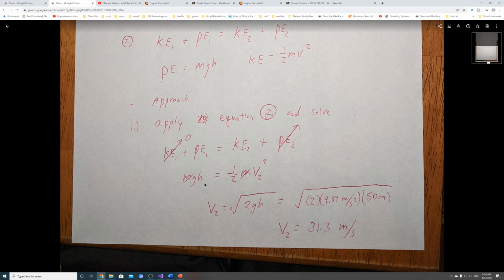We equate these two, cancel out mass, and then we can solve for v2. Plugging in the numbers, we come up with 31.3 meters per second for this problem. And that's it.